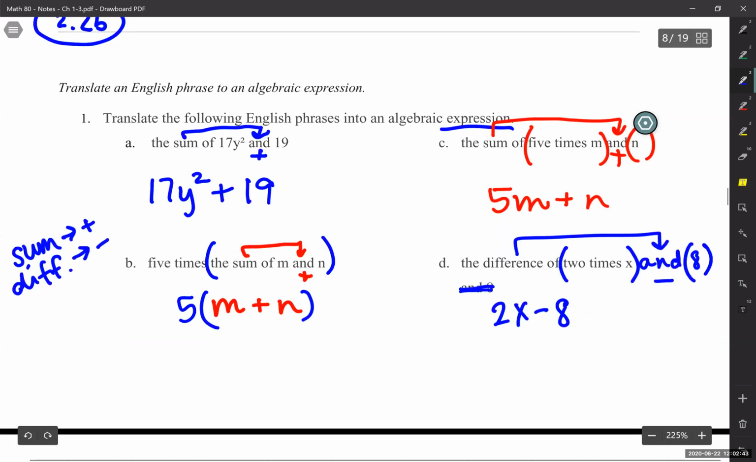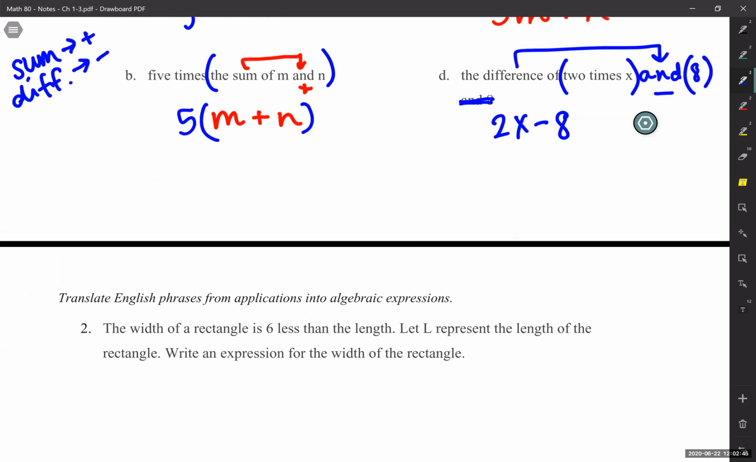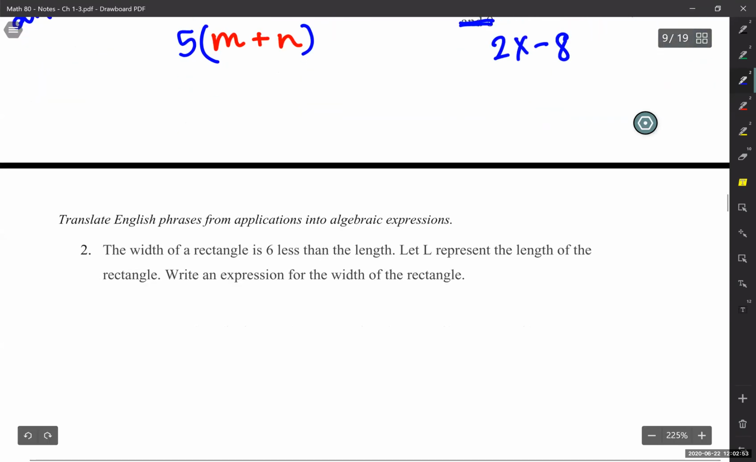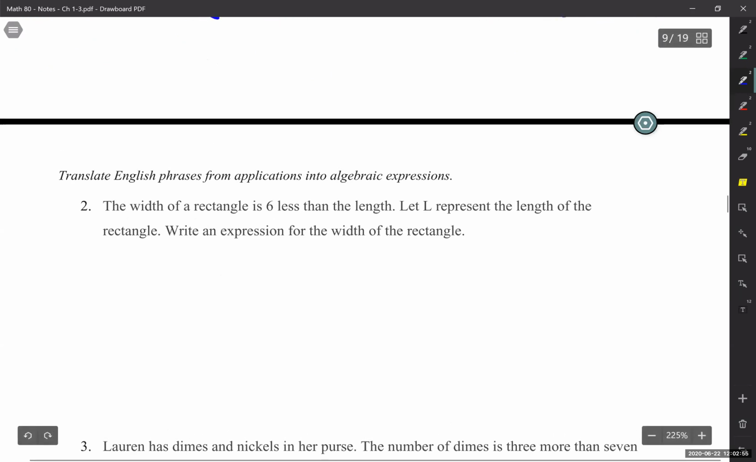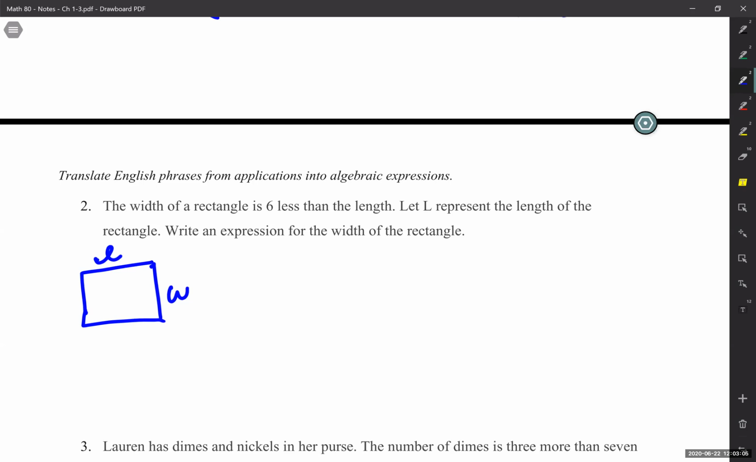Okay, looking at some more, we still have expressions, but a little lengthier problem, a little word problem. So I'm actually going to draw a picture because I see we're talking about a rectangle. I always mix up the length and the width, and it doesn't really matter, just call one of them length and one of them width, whichever you want, because we could always turn the rectangle sideways if needed. But it says the width of a rectangle is 6 less than the length.